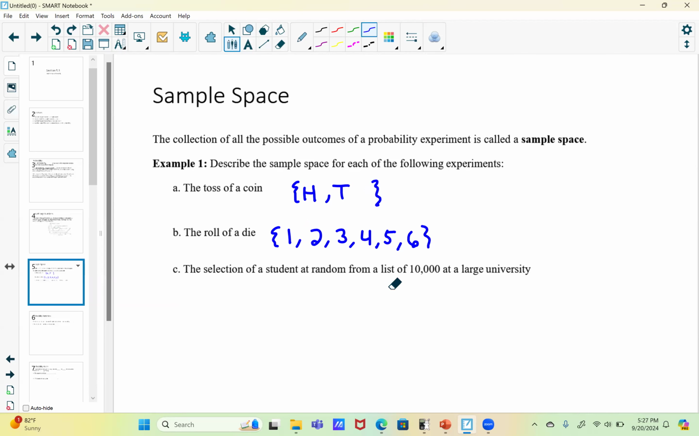Another example is the selection of a student at random from a list of 10,000 at a large university. In this case, we would give each student a number from 1 to 10,000, and our sample space would be all of those numbers. So my sample space would be student number 1, and then 2, and then 3, and then 4. When we have a very large sample space, we do not write them all out because that would take way too long. So we put dot, dot, dot, and we put the last option. My sample space would be the numbers from 1 to 10,000.